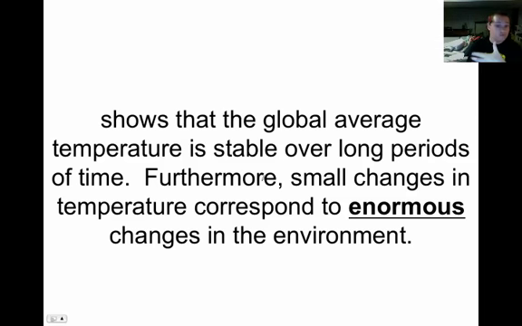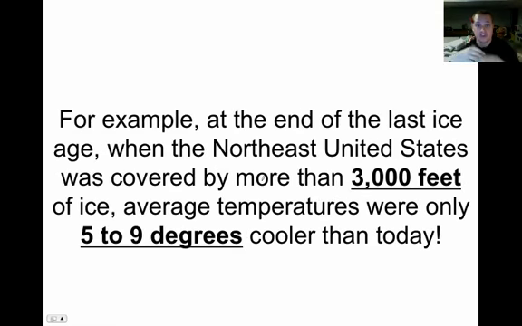So, the global average temperature has been stable. It's been the same for so many years. The problem is any small changes in the temperature cause a huge change within our environment, and more specifically to certain habitats that are found within our actual environment. So it's an enormous change, and we'll talk about how enormous that is.